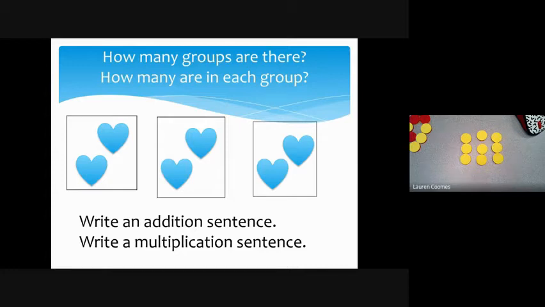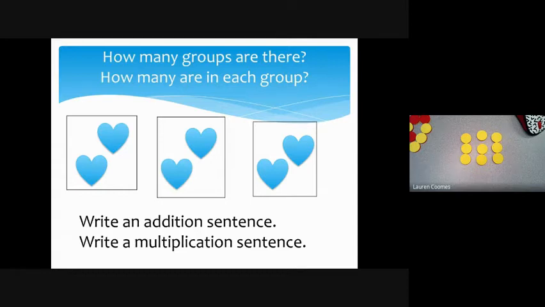Now a multiplication sentence. First thing you're going to do is your number of groups. How many groups did I have? That's 3. And then how many are in each? That's 2. So the multiplication sentence in this one is 3 times 2.